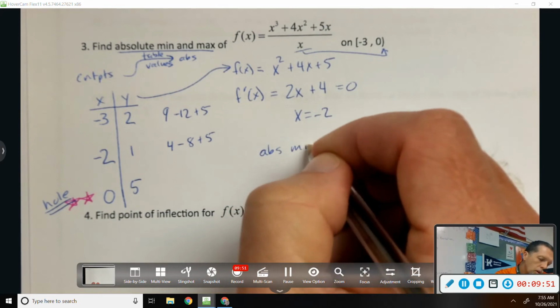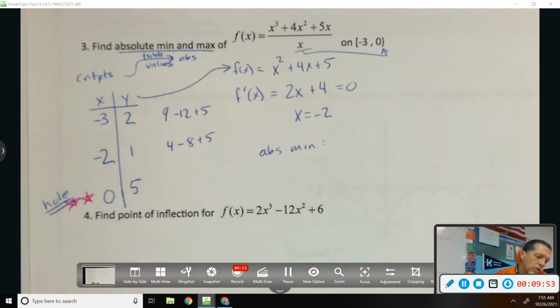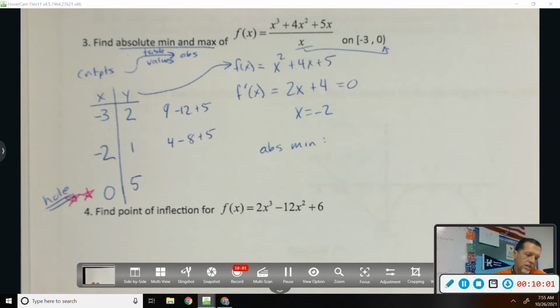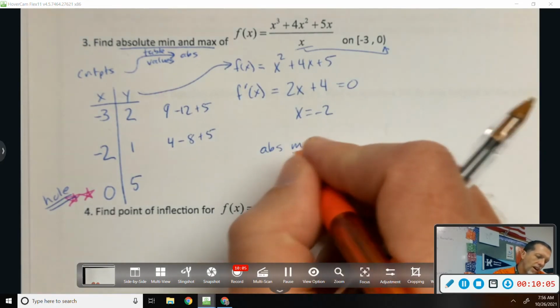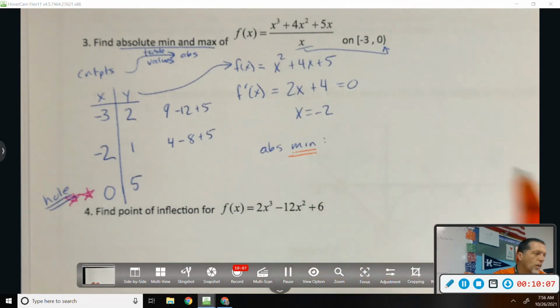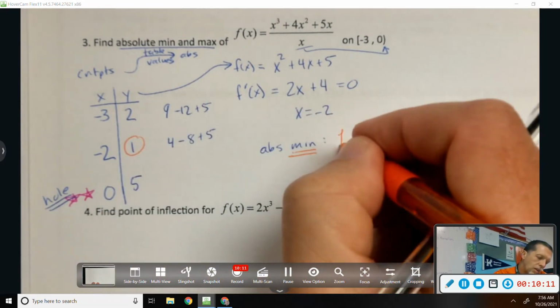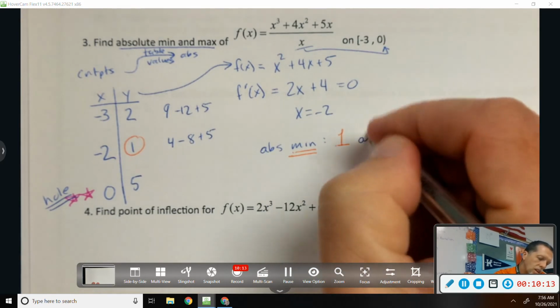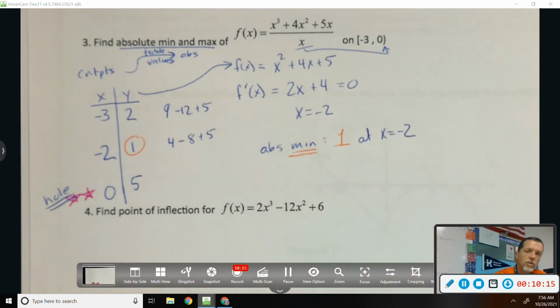So what is my absolute minimum? Not where is it, but what is it? What's the lowest value? The lowest y value? 1. And where does that happen? At x equals negative 2. So again, be careful about what is the minimum versus where is the minimum.